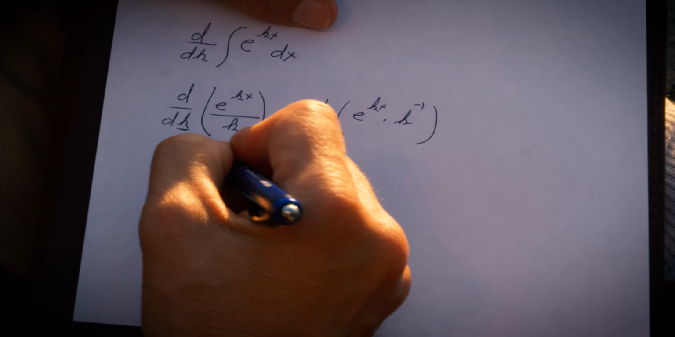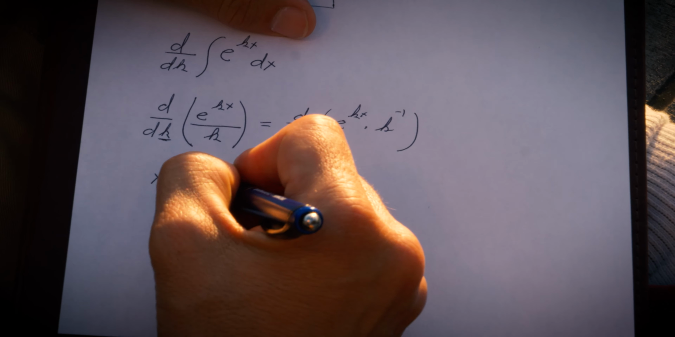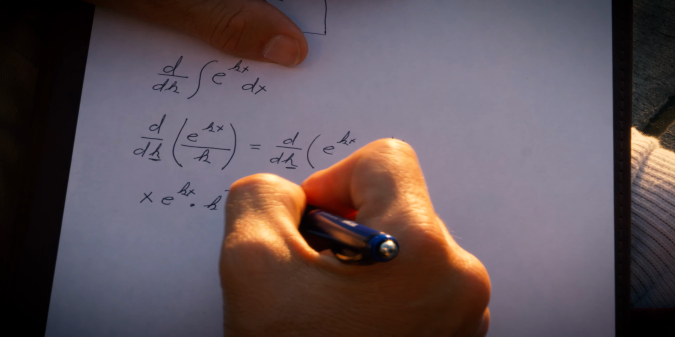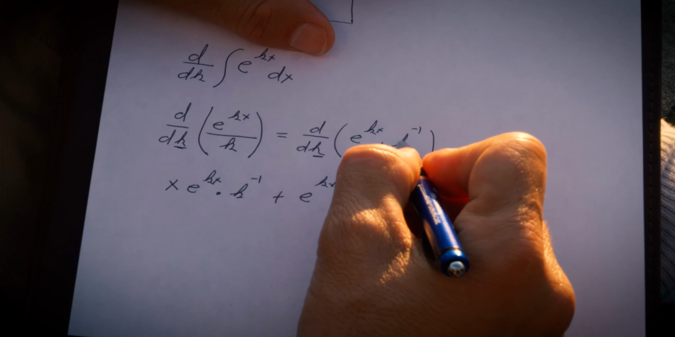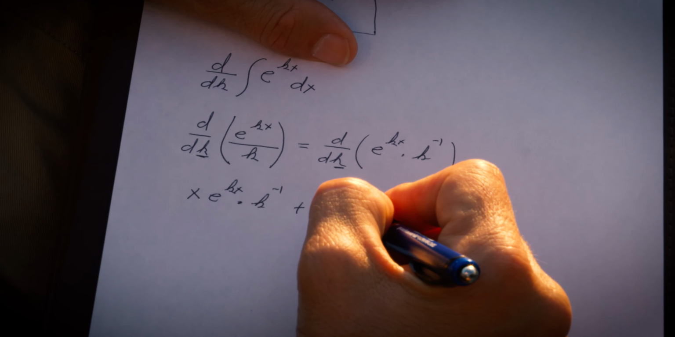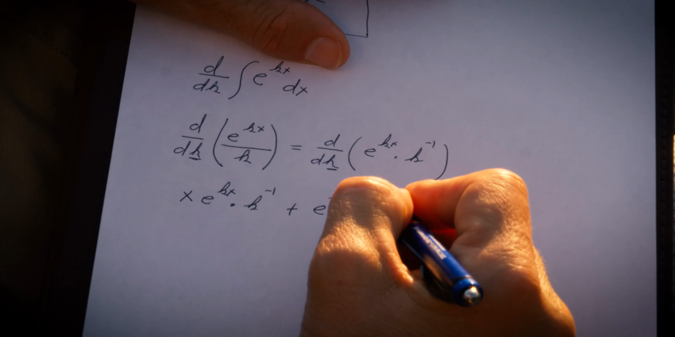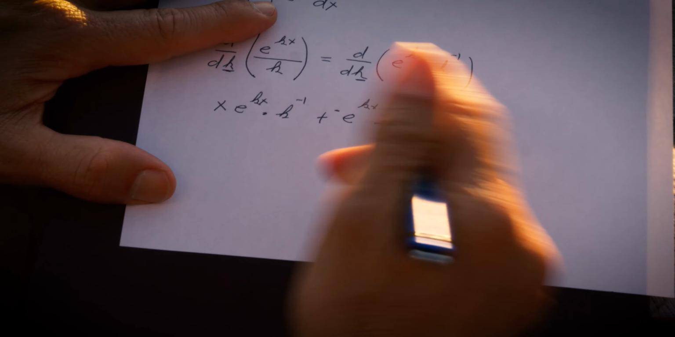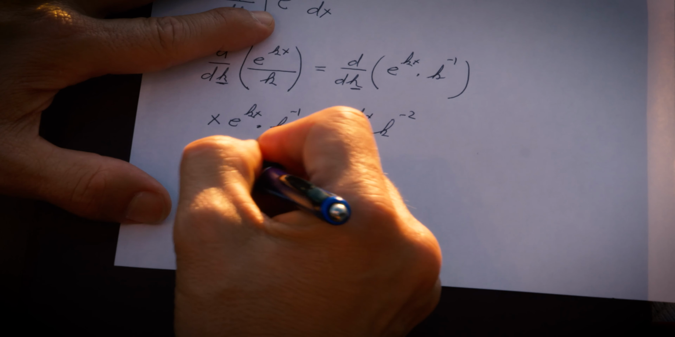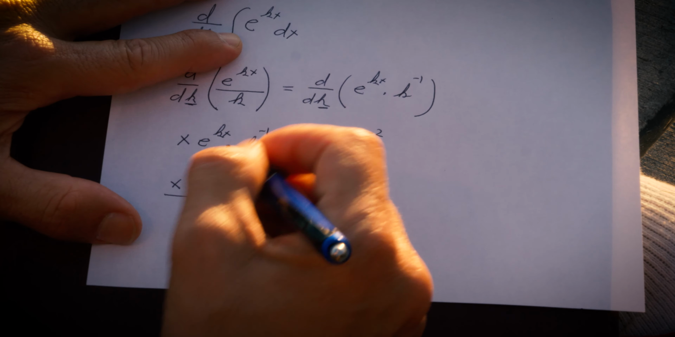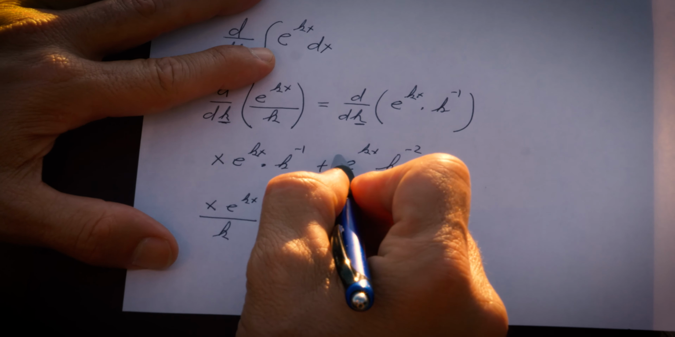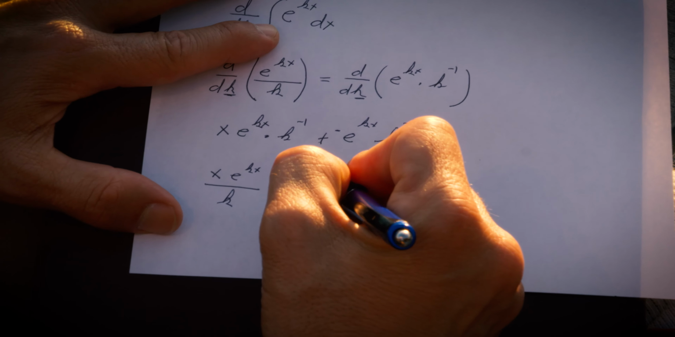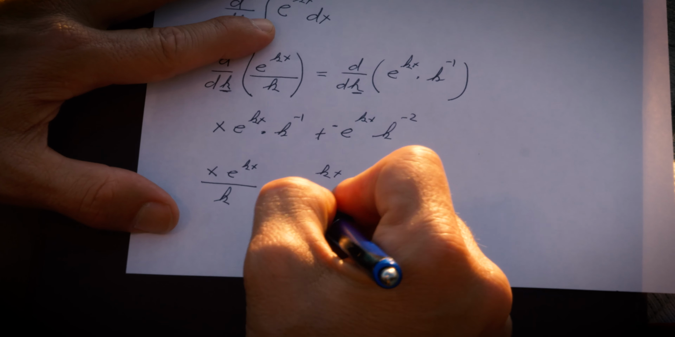x e to the kx times k to the minus 1, plus, we hold this constant, e to the kx. Now the derivative of k to the negative 1 is k to the minus 2. Don't forget, we also brought down a negative sign, so this whole expression becomes negative. Now we clean it up a little bit. x e to the kx over k, we put it back down where it belongs. Now this negative makes this plus minus, it becomes minus e to the kx over k squared.